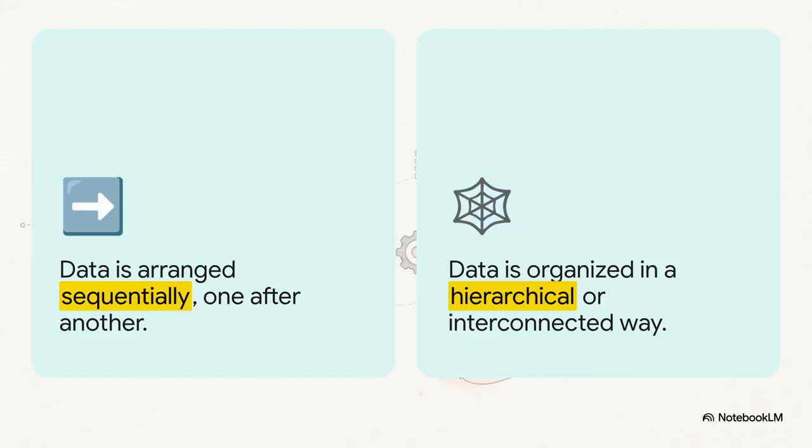Then, on the other side, you have nonlinear structures. This is more like a family tree, or maybe a map of a subway system, where all the pieces are connected in a much more complex, hierarchical, or networked fashion.